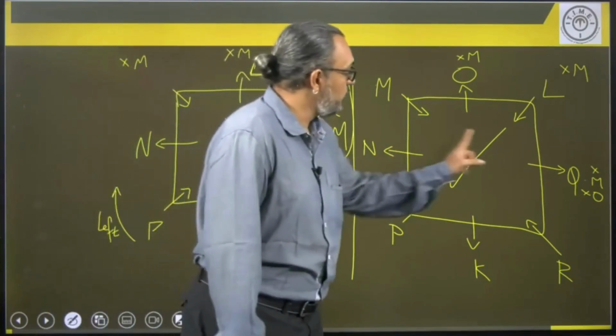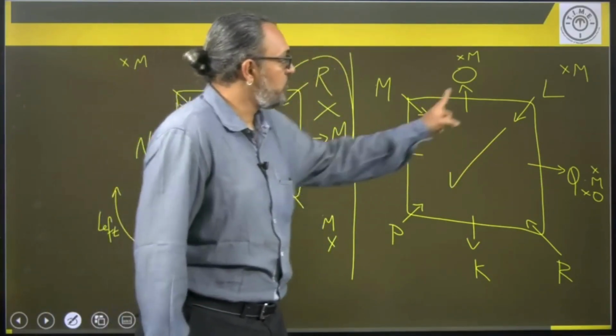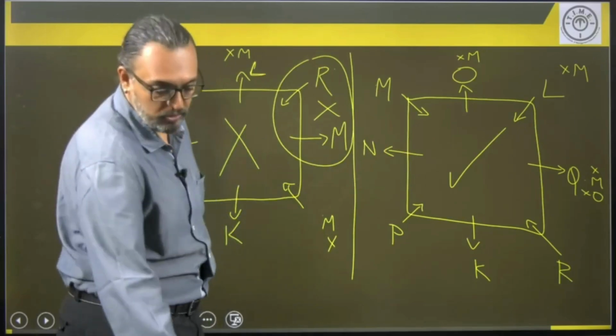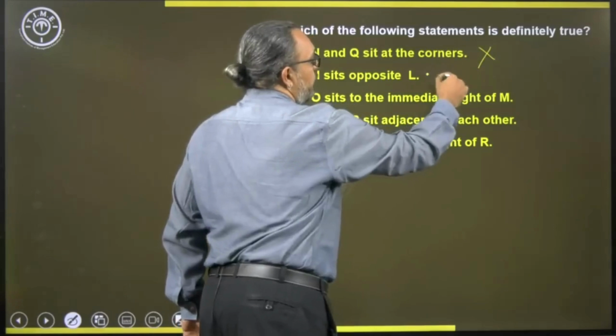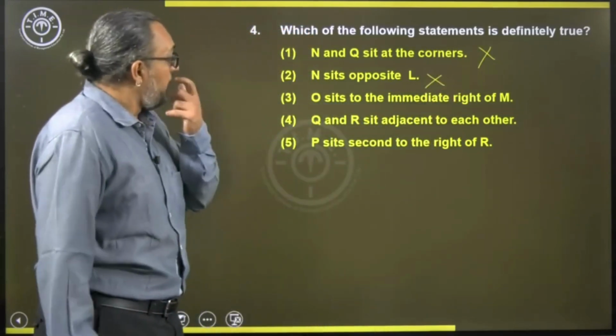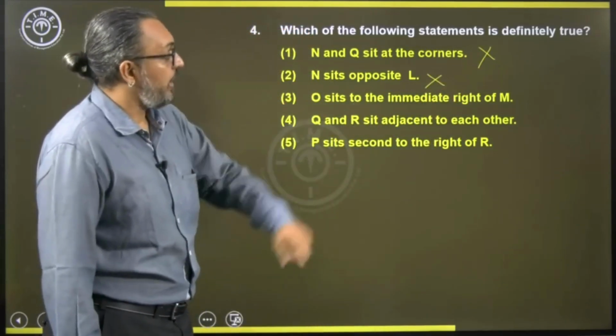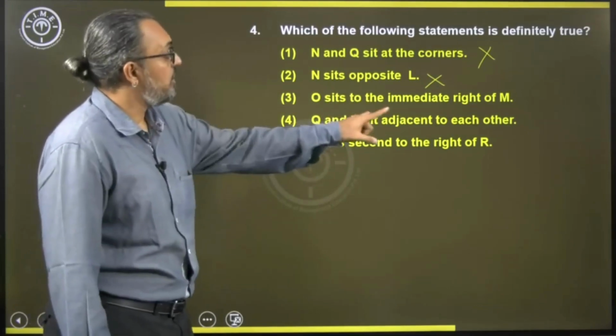N and Q sitting at corners? No. Is N opposite to L? No. So both are not correct. So both are false.